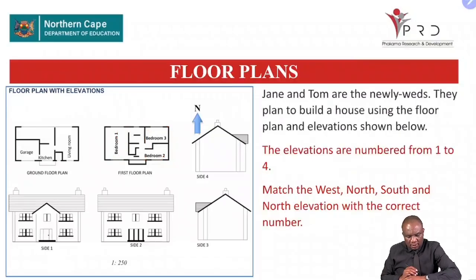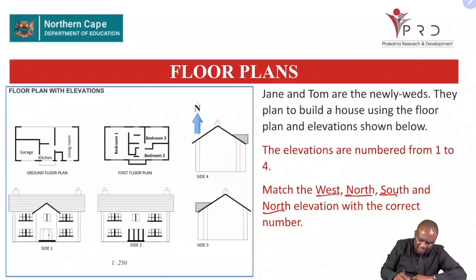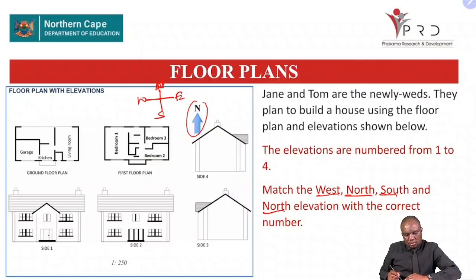Okay. And then the elevations are numbered 1, 2, 4. Match the west, north, south, and east elevations. Right, west. The compass is here. So this is north, and then east, south, west. So the west elevation is this side. This is the west side.